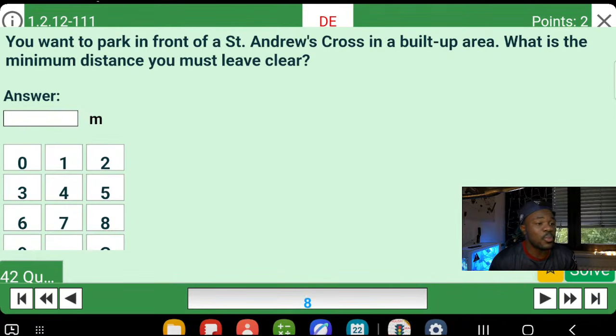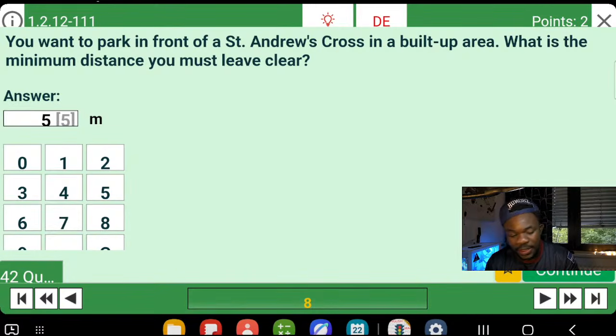You want to park in front of a St. Andrews cross in a built-up area. What is the minimum distance you must leave clear? So we just saw this question, right? They talked about outside built-up area. Now we are seeing a similar question talking about inside built-up area. I hope I explained already. I feel like you should understand now. What's the answer for this question? Of course, the correct answer is 5 meters.